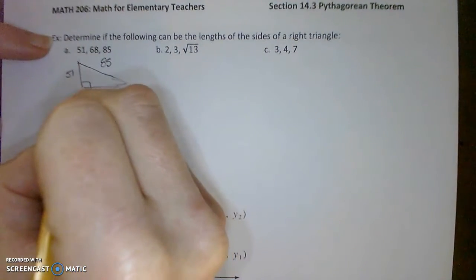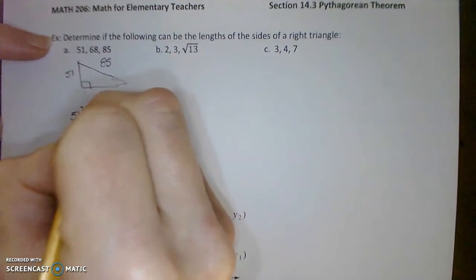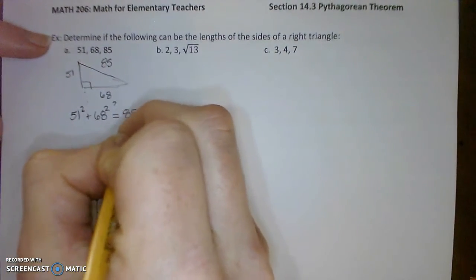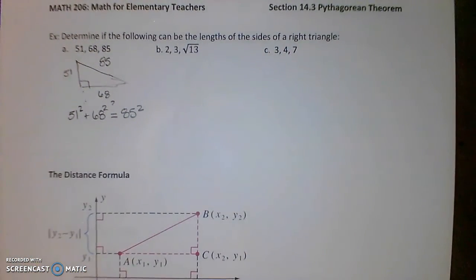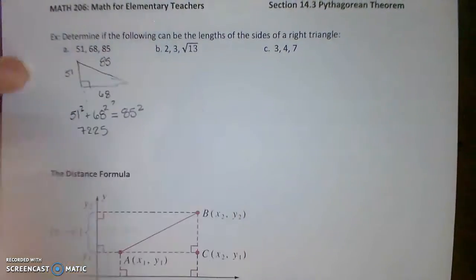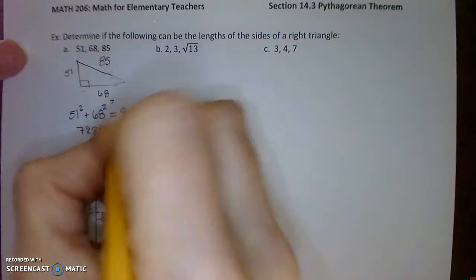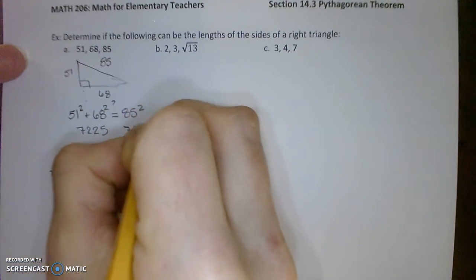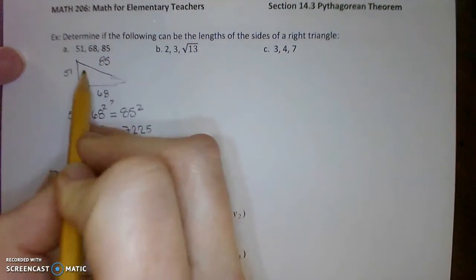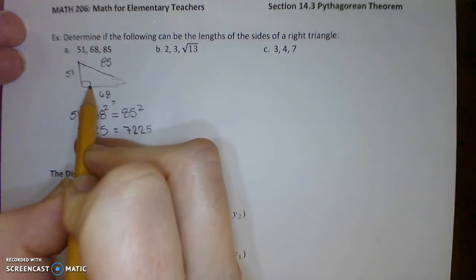So we'd have to just compare 51 squared plus 68 squared, and let's see if that's equal to 85 squared. So I would just check that on my calculator. 51 squared plus 68 squared is 7225, and 85 squared is also 7225. So the answer is yes. So these would be the lengths of a triangle, and the triangle would be a right triangle.